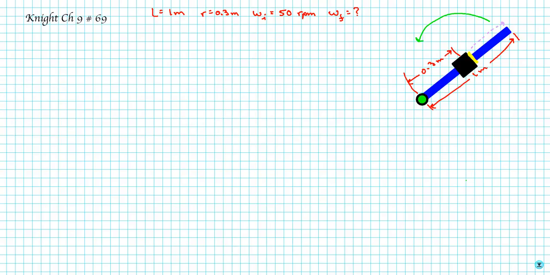The block is spun at 50 revolutions per minute. Then the temperature of the rod is slowly increased. When the wax melts, the block slides out to the end of the rod. What is the final angular speed? Give your answer in revolutions per minute.